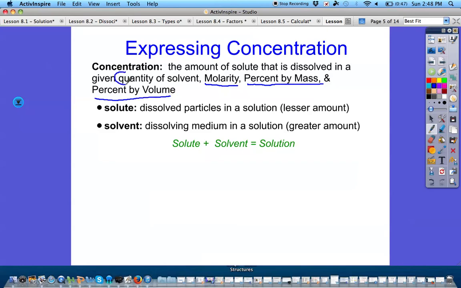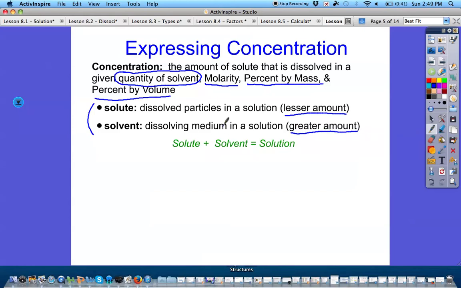And the given quantity of solvent is important because if you have more solvent, you will be able to dissolve more solute. Just as a reminder, the solute is the dissolved particles in a solution. And today what's going to be key is that this is going to be the lesser amount. And then solvent is the dissolving medium in a solution. So it's going to be what dissolves the solute, and it's going to be in the greater amount.